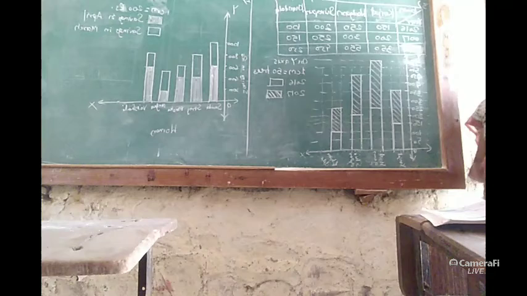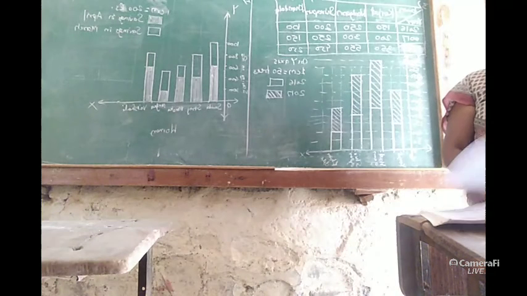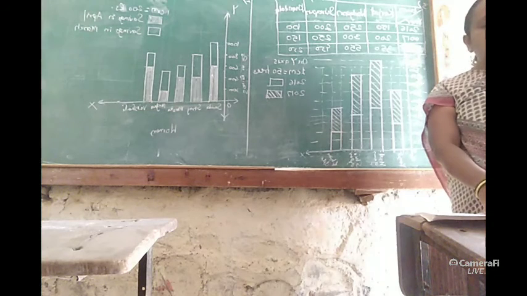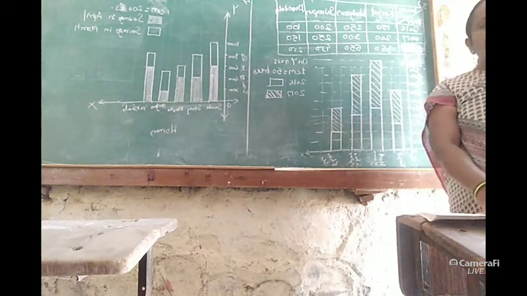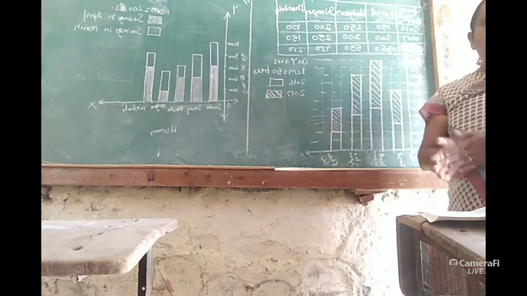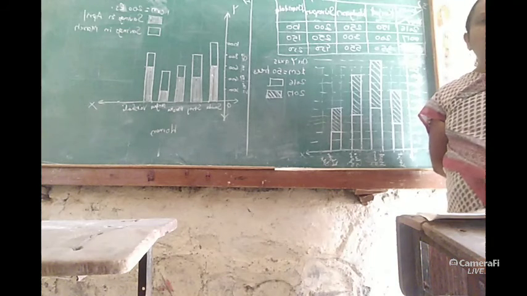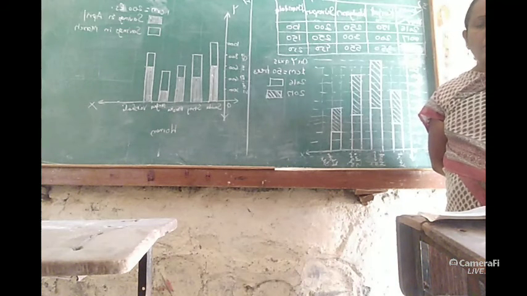Then in the second example, we have to follow the same procedure. They have given us the information about the number of boys and girls in 5th standard to 8th standard in a ZP school. It is given here, and they have given us the scale: how many students we have to take for 1 centimeter on the y-axis. We should take 10 students for 1 centimeter on the y-axis.